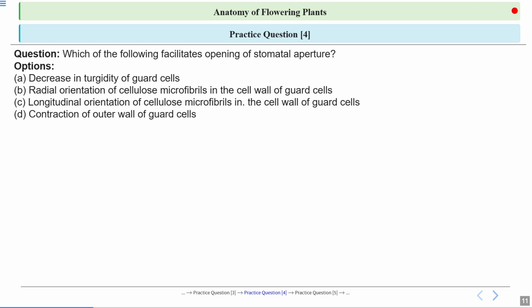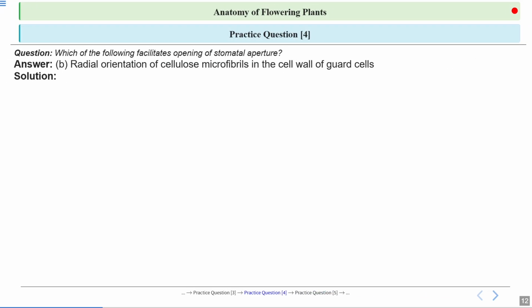So which of the following facilitate opening of stomatal aperture? Let us see the answer of this question. The correct answer is option B, radial orientation of the cellulose microfibril in the cell wall of the guard cell. Because if you see the guard cells, they are having the curvature. They are not very straight cells. So the cellulose microfibrils will have the radial orientation.